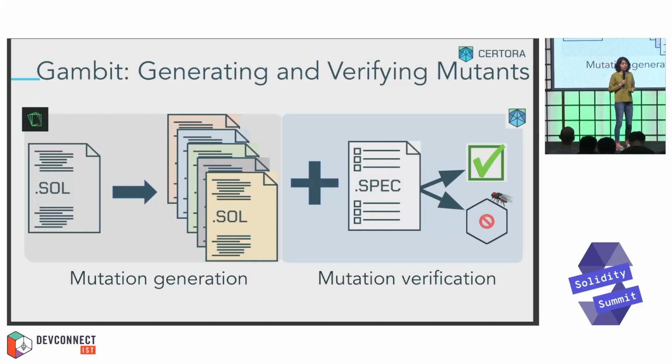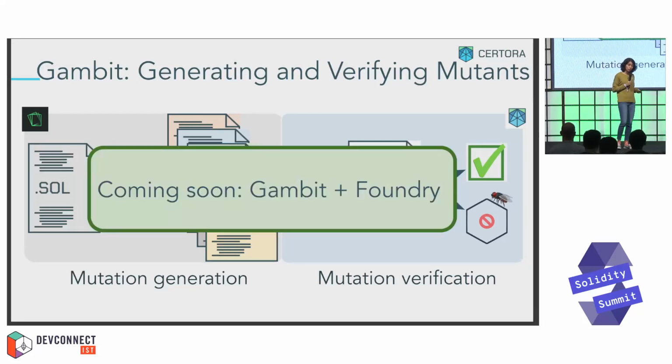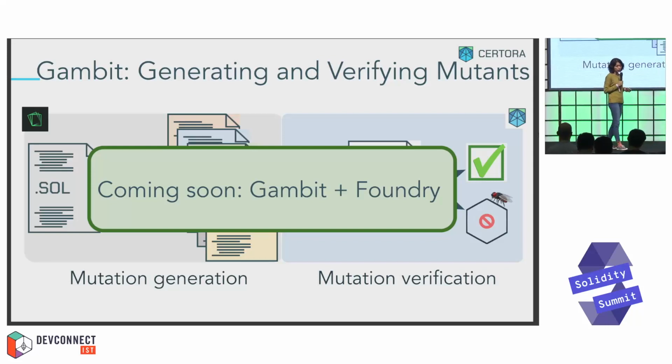So yeah, that was Gambit. It's a tool for automatically generating mutants, and we have integrated it with the Certora Prover, and we have also used it with a testing framework called ERCX. Coming soon is an integration of Gambit with Foundry, and this is where the fact that it's implemented in Rust, I hope, will be useful, because Foundry is also in Rust.